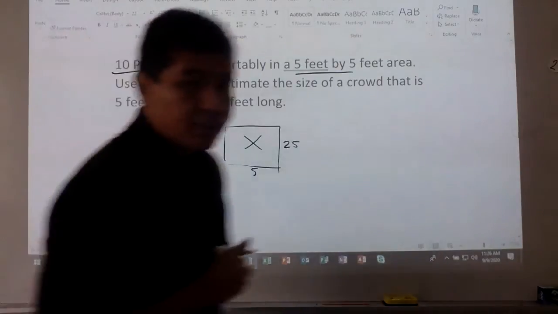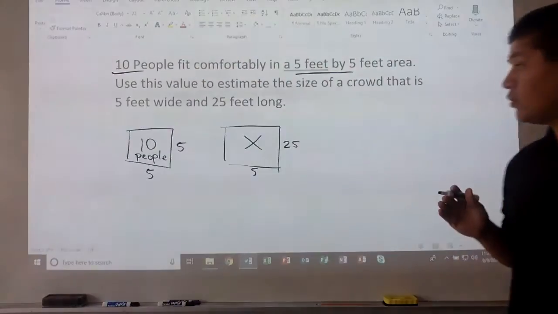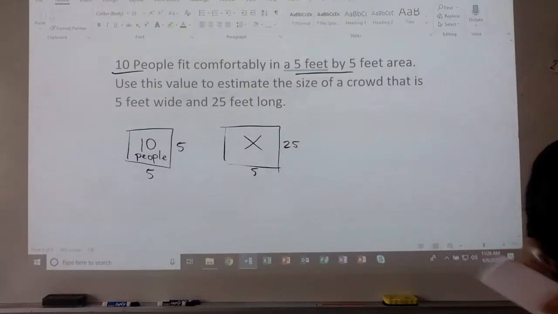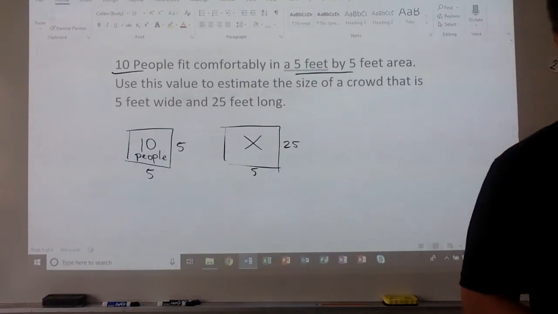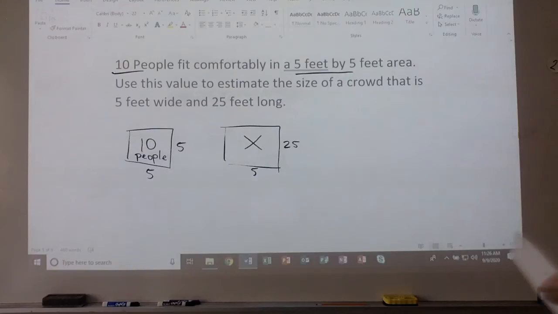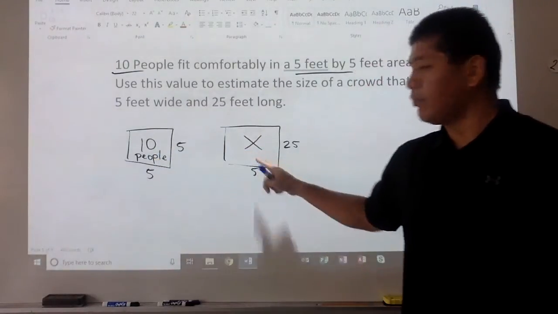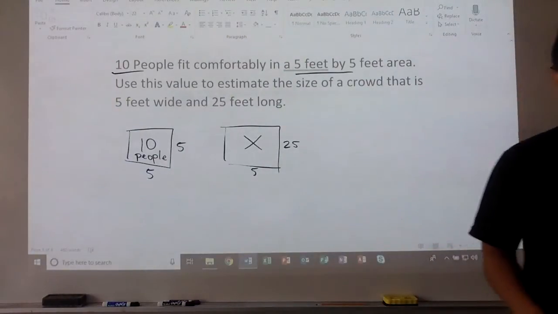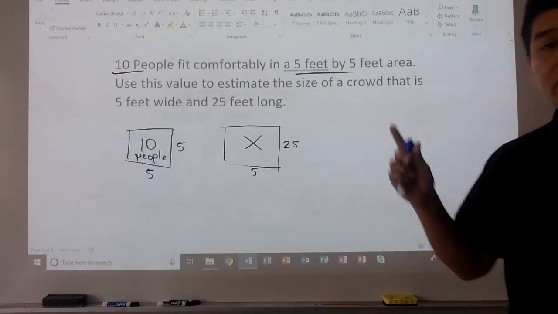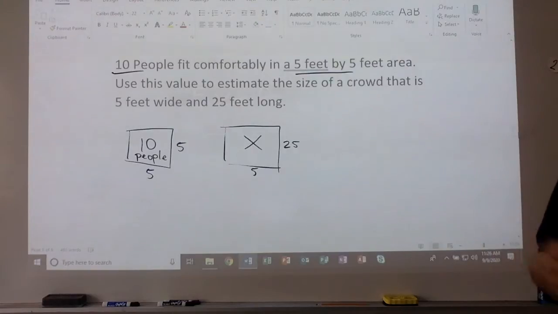So let me go on the other side so I can write it down. So this is just knowledge of geometry. I got a square and I got a rectangle. I got the dimensions, I got the dimensions. I got to figure out how many people fit here. So this is math that we use outside in the world. So bear with me. This is how you solve it.